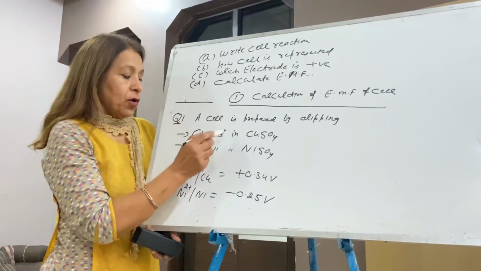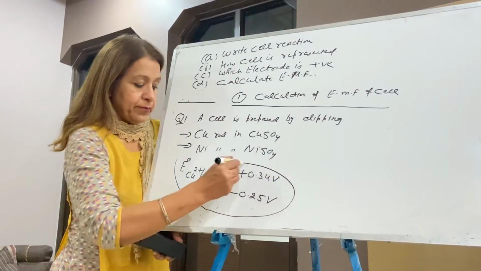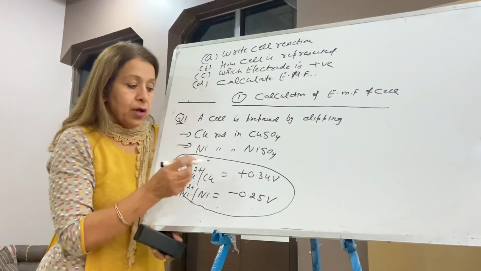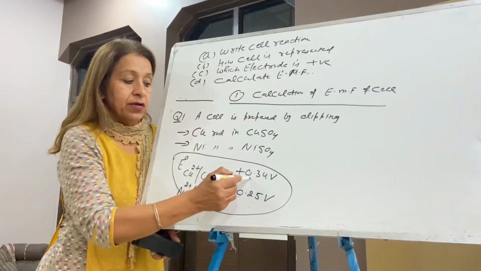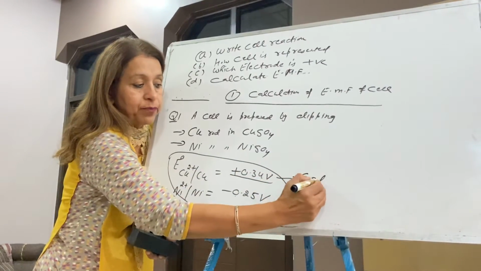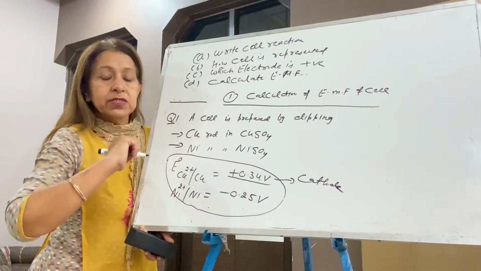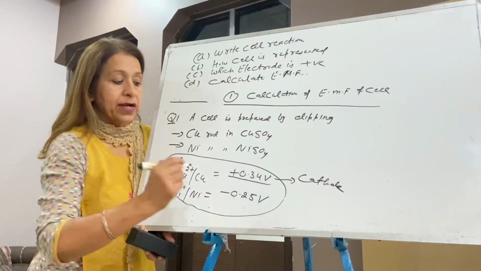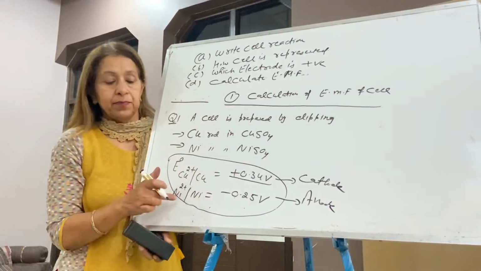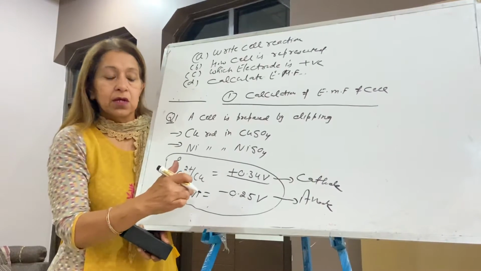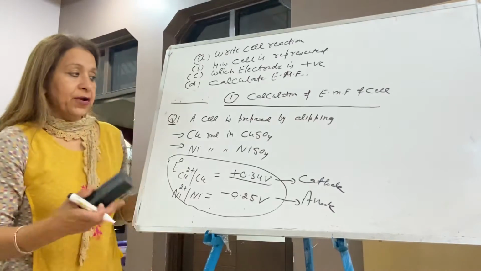Now what you will do, students, you will check the E naughts. First step, you will check the E naught. Whose E naught is greater? Select. This is greater. Make it cathode. Greater the E naught, greater the tendency to gain electron, and it acts as cathode. The next is anode. So this is the first step. When the construction comes, you will do like this. Write reaction now.